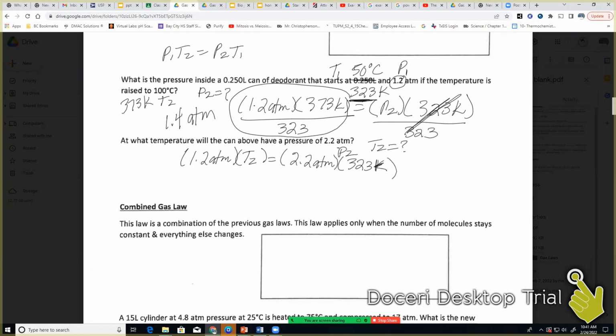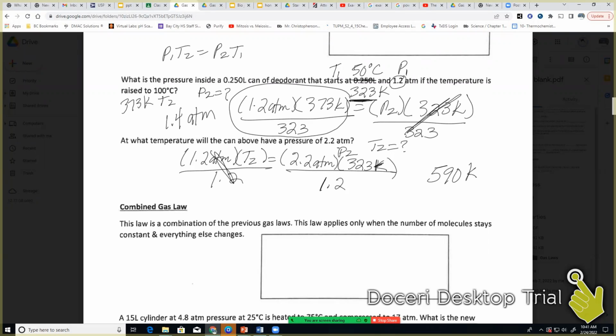All right, there's my setup. So what do I need to divide each side by on this one? 1.2. And how many sig figs will my answer have? Again, 2, for my temperature.